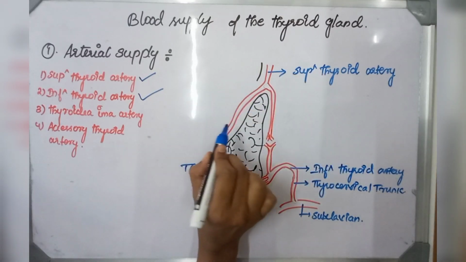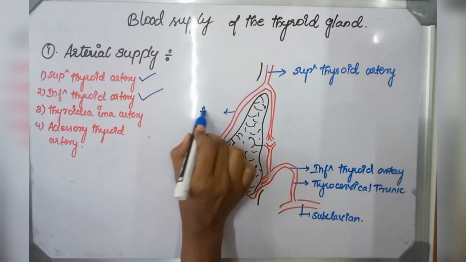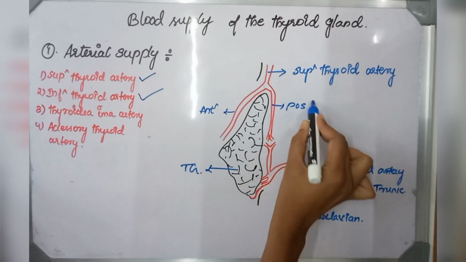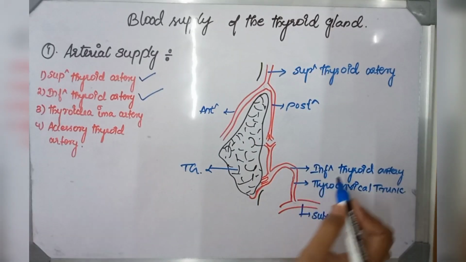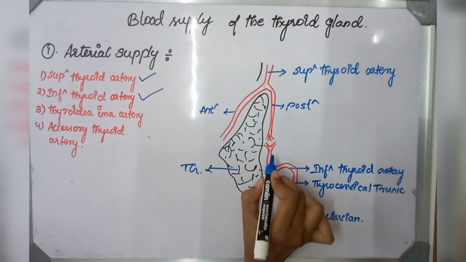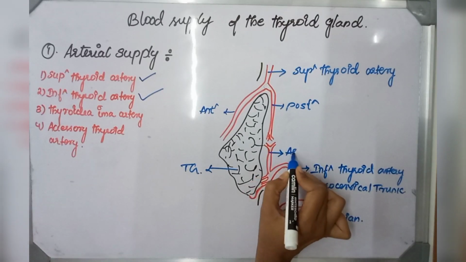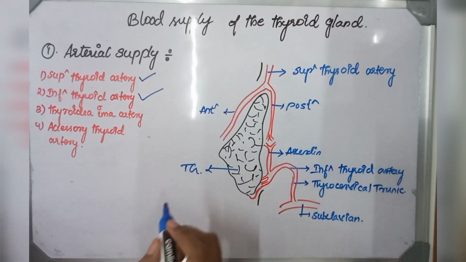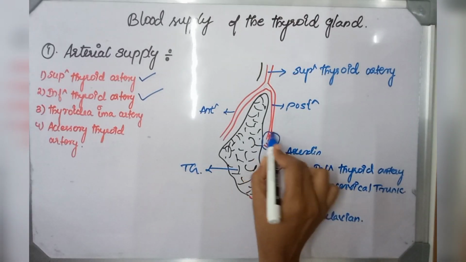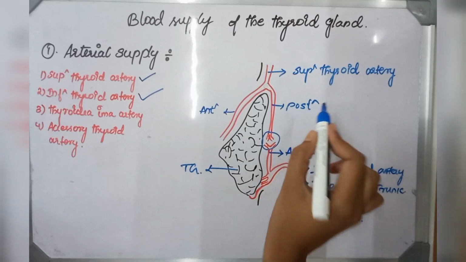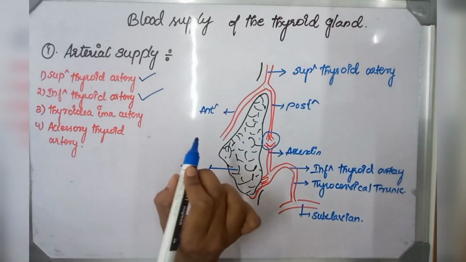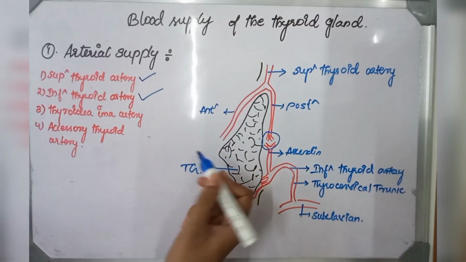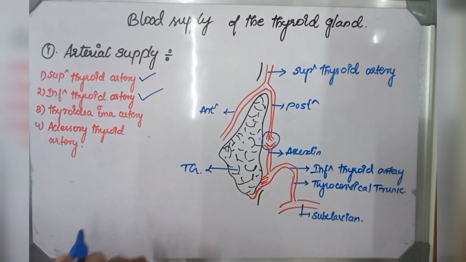The superior thyroid artery is split into an anterior branch and a posterior branch. Likewise, the inferior thyroid artery has an ascending branch. This ascending branch of the inferior thyroid artery forms an anastomosis with the posterior branch of the superior thyroid artery. Likewise, the anterior branch of the superior thyroid artery has its own anastomosis with the fellow on the opposite side.